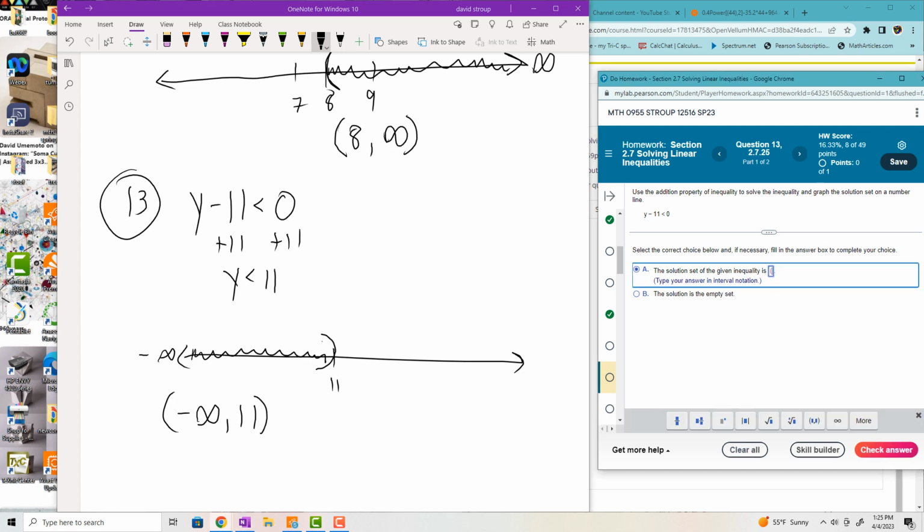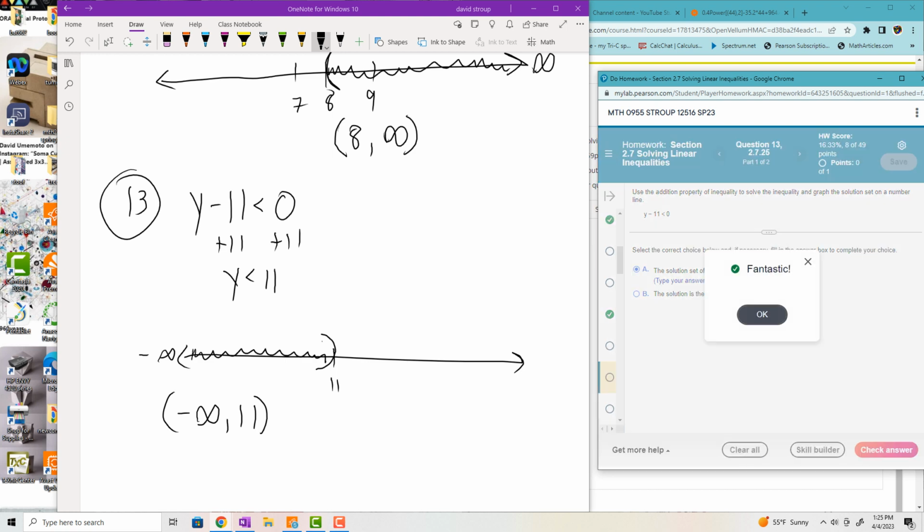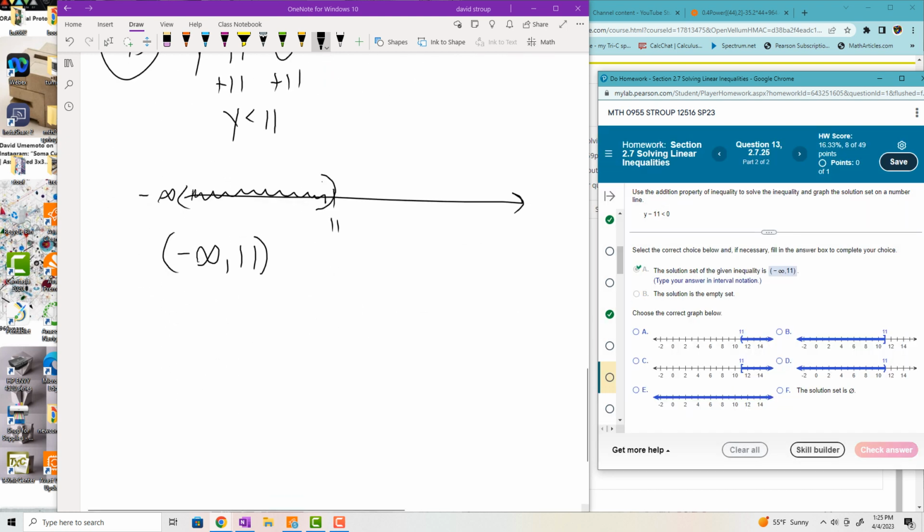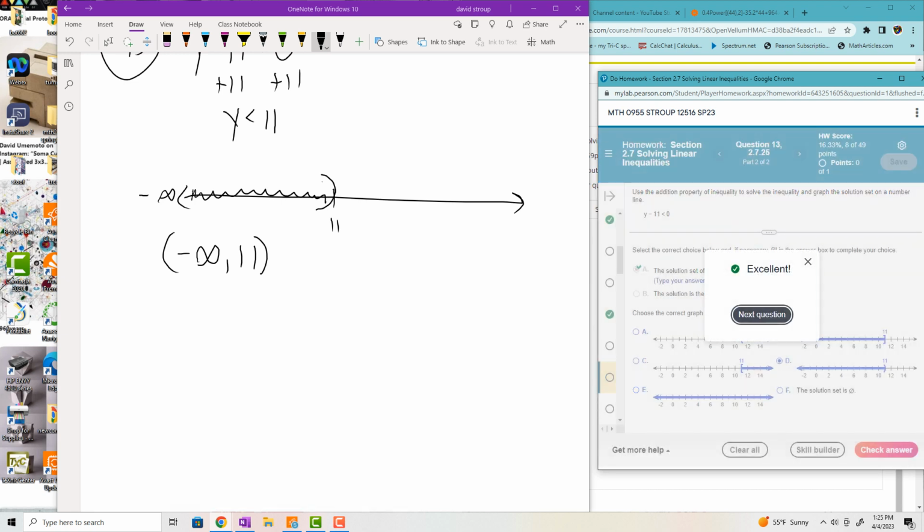Okay. So negative infinity, comma, 11, not including 11. Okay. So negative infinity to 11.